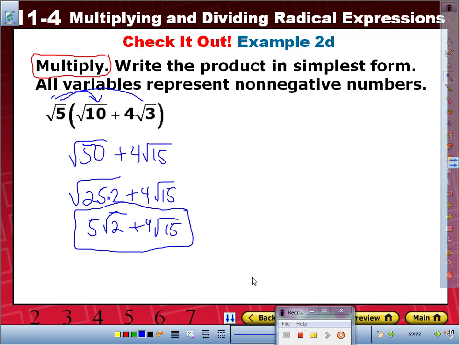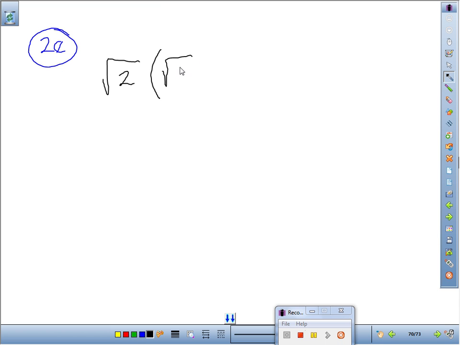Copy this next one down. Example 2E. Copy this one down. Here we go. Square root of 2 times square root of 8 plus 3 square root of 5. Do that one by yourself. See what you get.